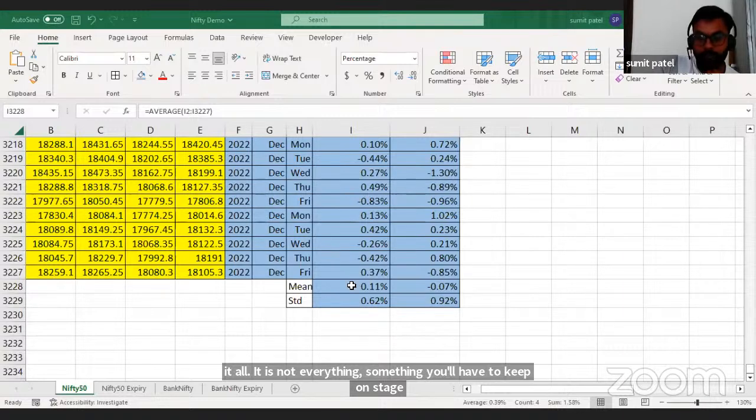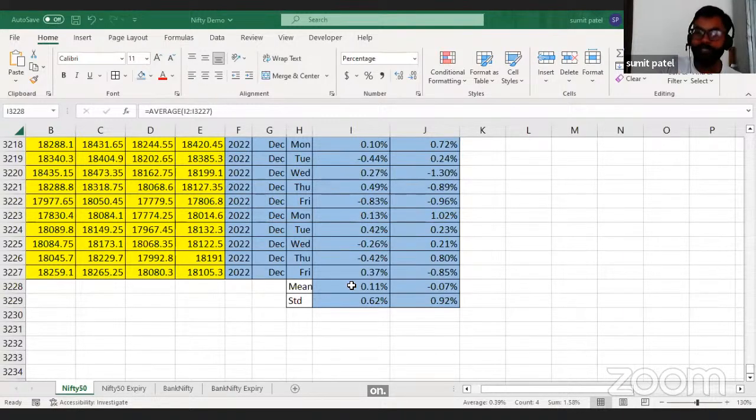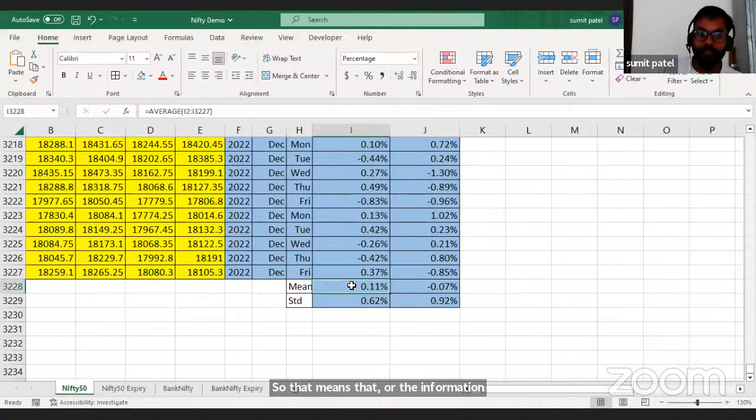So the information that I can extract from this is that there is a higher chance of Nifty moving during the night when you are sleeping, rather than moving during the day when you're trading.